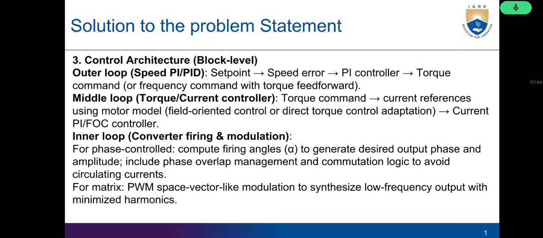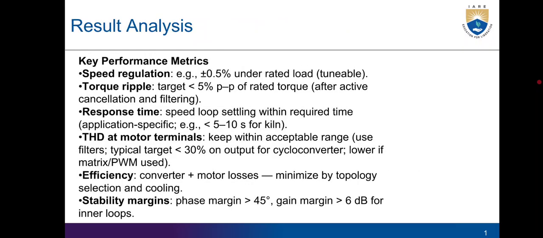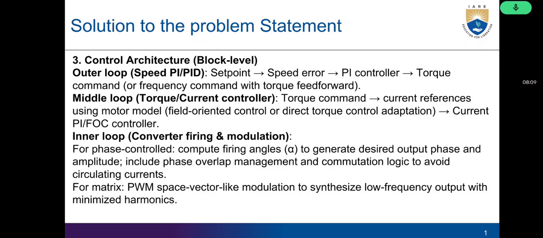Third point, control architecture. Outer loop: set point speed error to a PI controller to produce a torque command. Middle loop: torque command to current reference using the motor model.